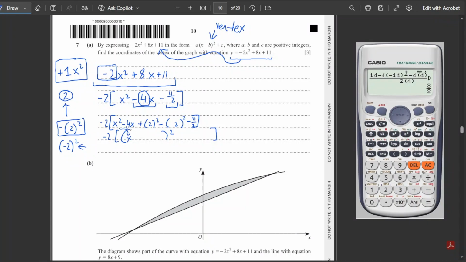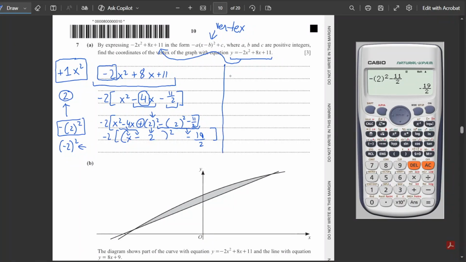From this middle term, you're going to take the sign. From this plus the square term, you're just going to take this number. And then you're going to solve all of this rest part and put it in here. So this is negative 2 squared, negative 11 by 2. This is going to be negative 19 by 2, negative 19 by 2. So now I'm going to have negative 2 bracket x minus 2 squared minus 19 over 2.